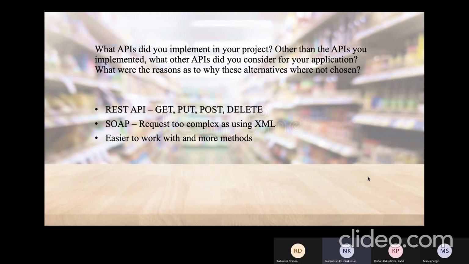So which APIs did we use, and what are the others that were in consideration? We have used REST API for our application. REST API basically has 4 methods: get, put, post, and delete. SOAP, on the other hand, has only get and post, and it's totally under scrutiny for the post method. It doesn't give direct access. The developers have to go a way around to use that, and it's so complex.